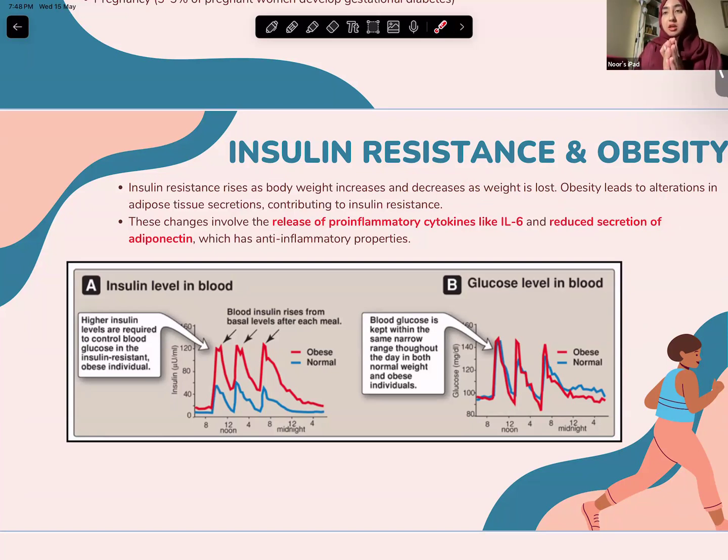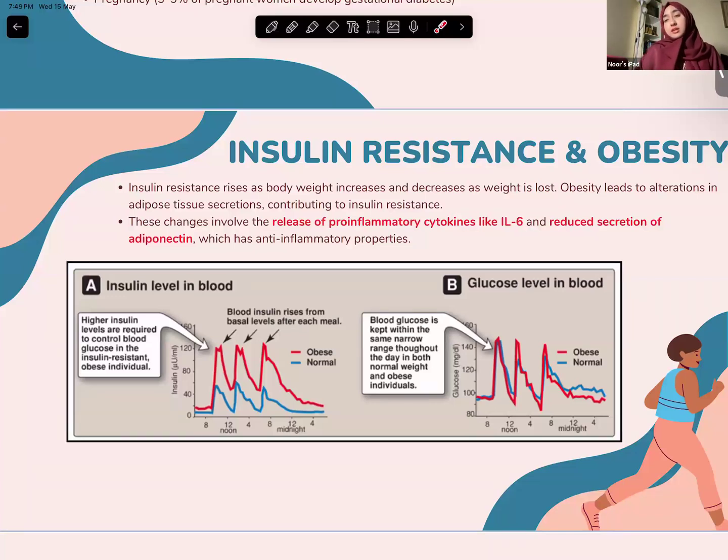When you're obese, your fat cells start releasing different substances. Some of these substances are interleukin 6, which is a pro-inflammatory cytokine that causes inflammation in your body. This inflammation can make it harder for insulin to work properly. You're obese already, and there is insulin resistance, and now there is interleukin 6, which causes inflammation that acts against insulin. It's harder for insulin to work properly. This leads to a condition called insulin resistance.